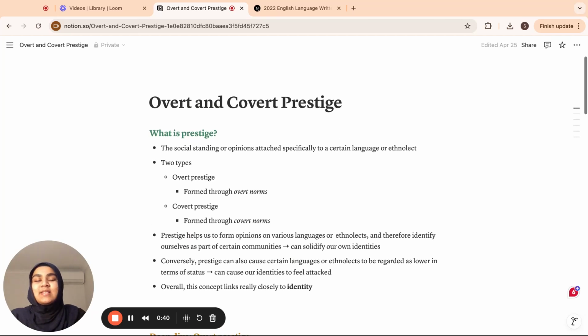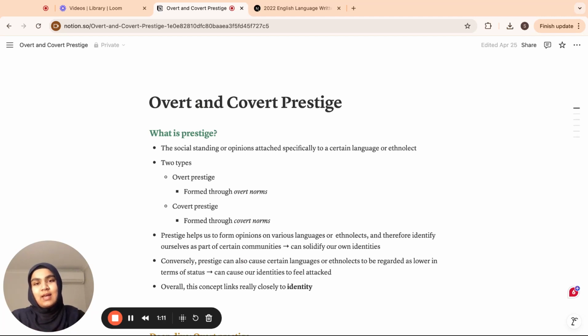So what is prestige? Now, the definition of prestige in the English language sphere is a little bit more specific, obviously, to language. So prestige in English language is the social standing or the opinions that are attached to specifically a certain language or an ethnolect. Now, there's two types of prestige. There's overt prestige, which is formed through overt norms, and there's covert prestige, which is formed through covert norms.